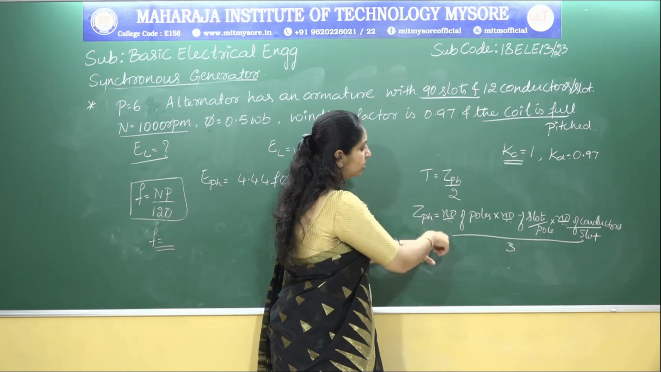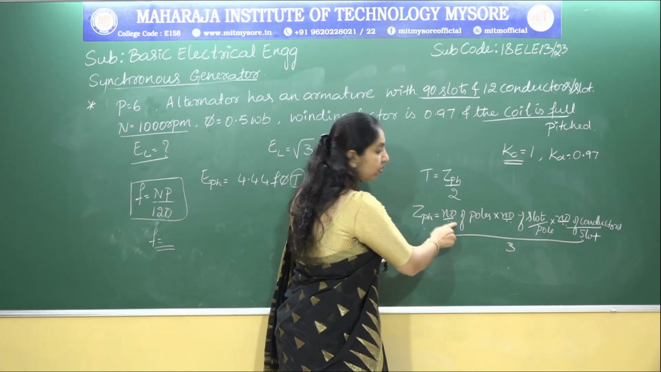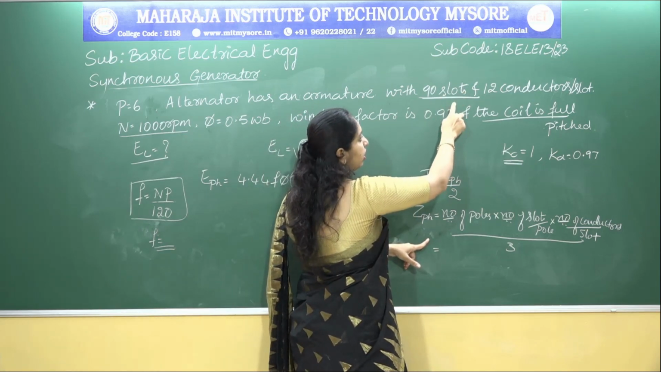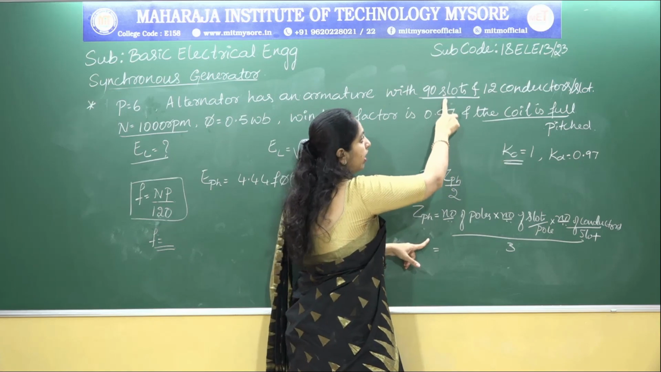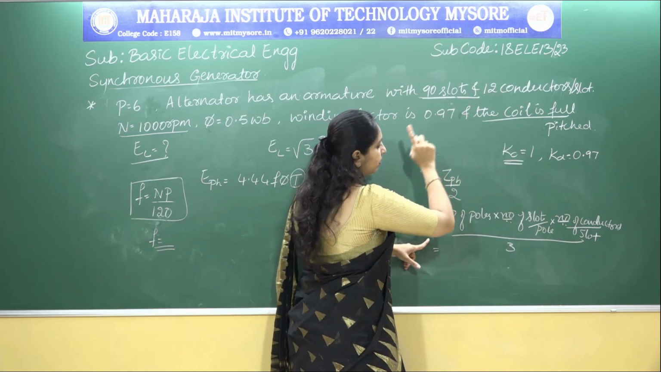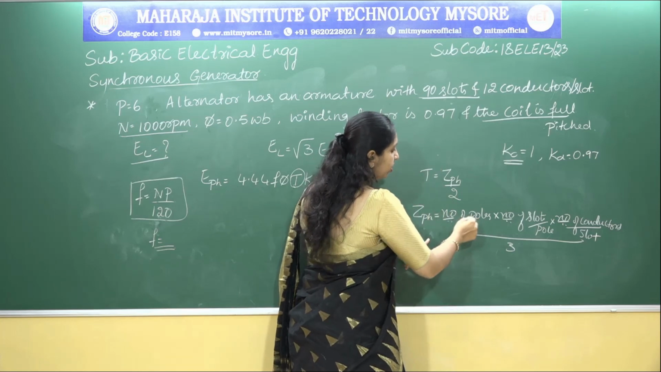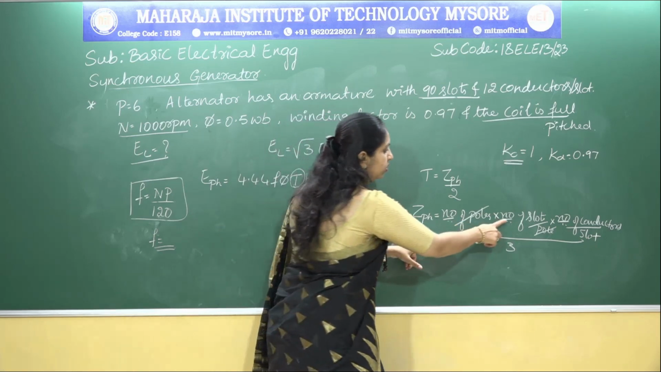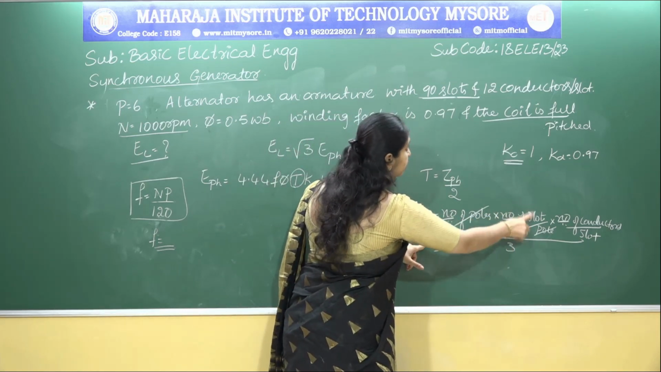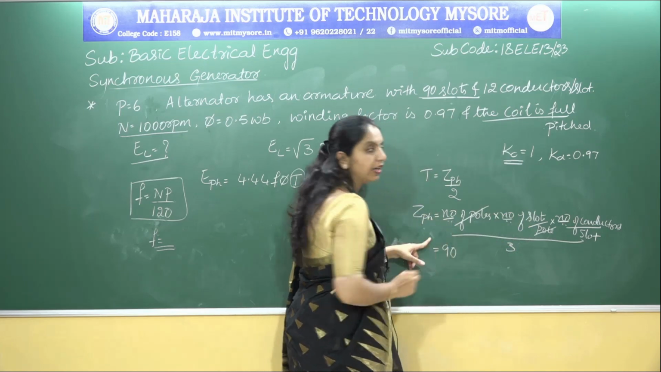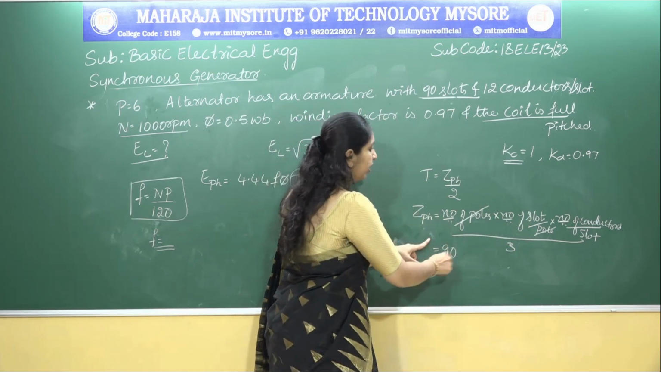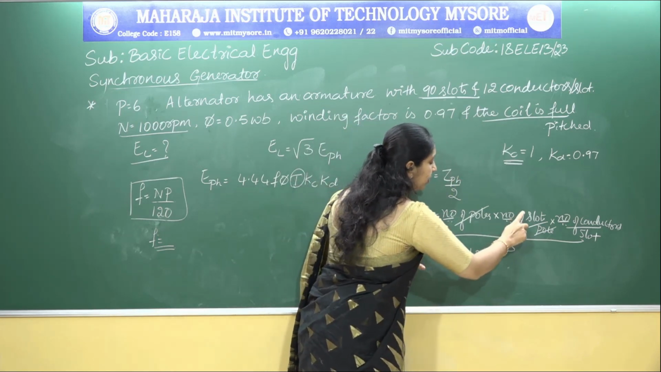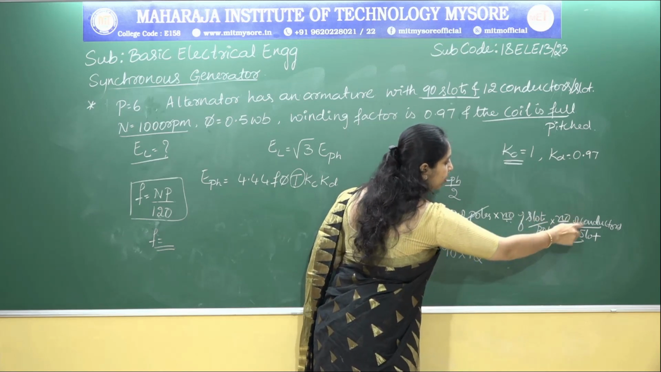Look at the values given here. Even though the poles are provided, you need not substitute the poles, because they have directly given 90 slots. They have not given 90 slots per pole. They have directly provided the value of 90, so you can ignore the number of poles here. Since they have directly given the number of slots, you can substitute 90 into 12 conductors per slot, because slots cancel and you get the number of conductors.